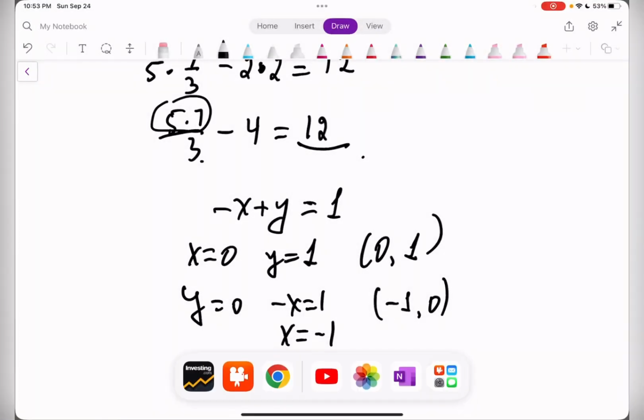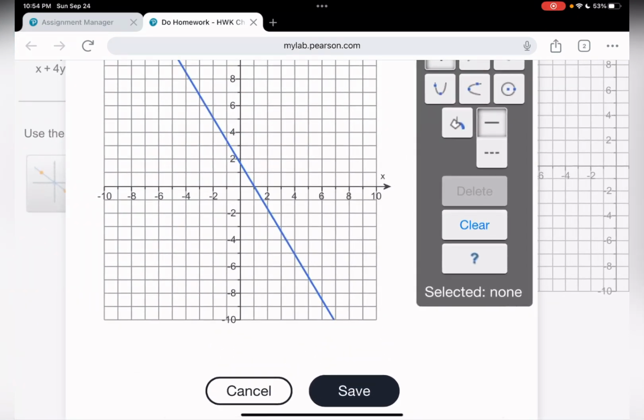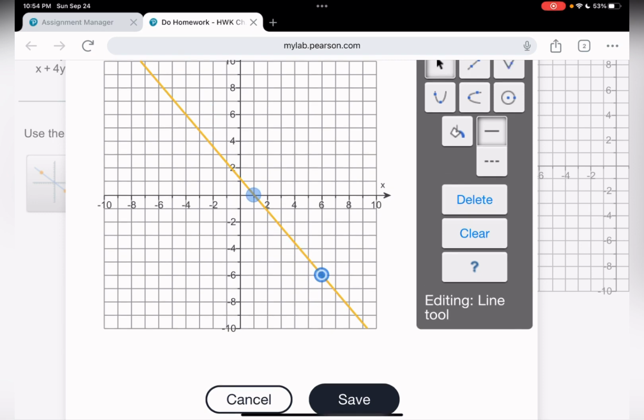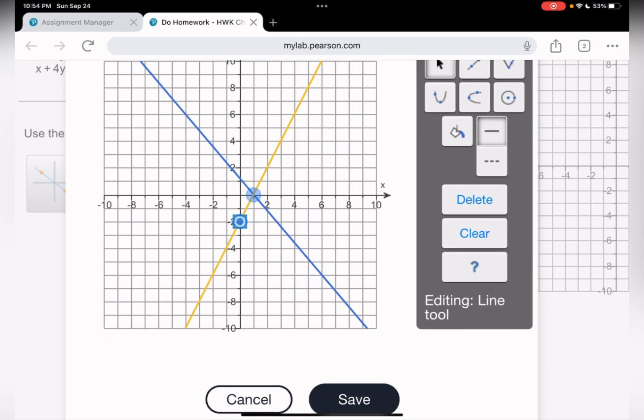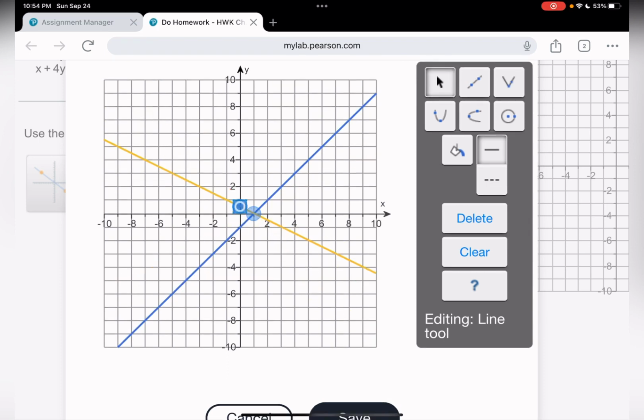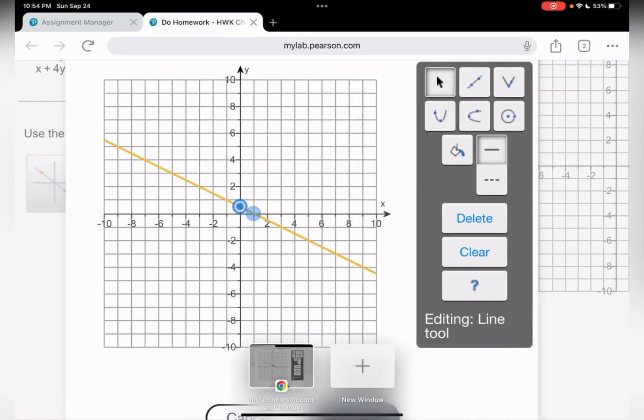0, 1, negative 1, 0. Okay. So 0, 1. Negative 1, 0. Wait, hold on, no. 0, 1. Oh, it keeps jumping and I can't. One second.